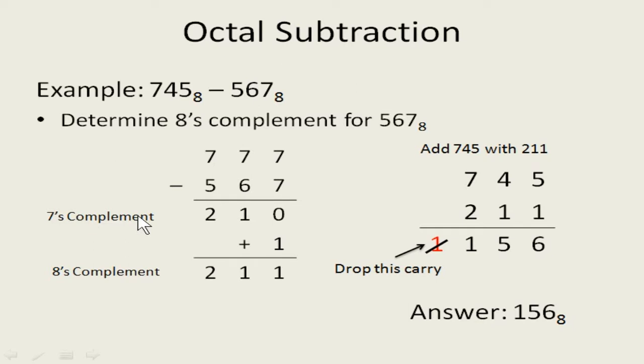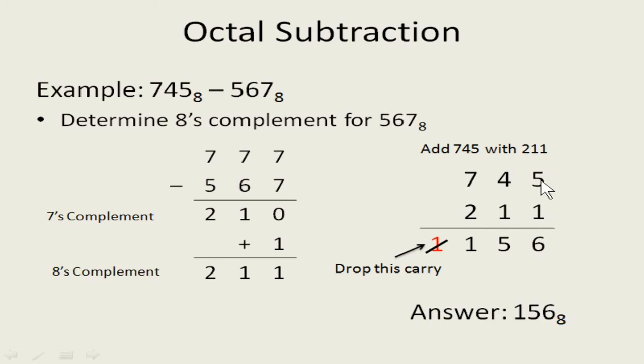Now you are going to convert it into 8's complement by adding 1 to that. So it becomes 211. That is the 8's complement representation of the negative number minus 567. Now you are going to add the value 745 with 211. You are not going to subtract, you are going to add. So 745 has to be written, and then below that you write 211 according to the positional values. Now add these numbers.